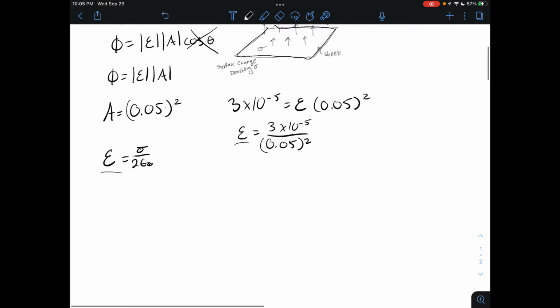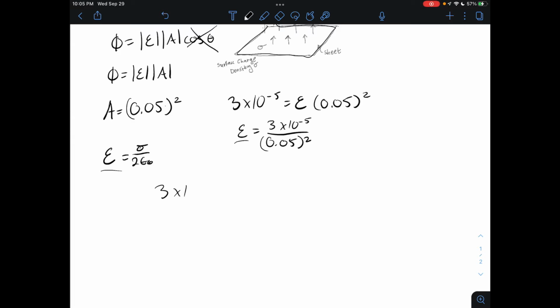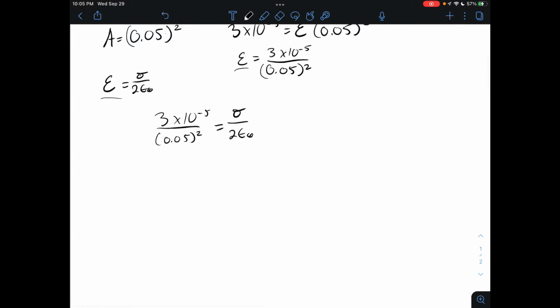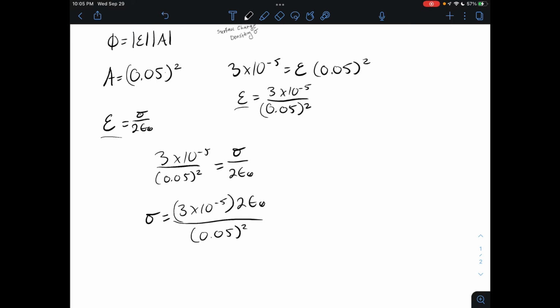So we're going to set them equal now. 3 times 10 to the negative 5th over 0.05 squared is going to be equal to our sigma over 2 epsilon naught. Now we just multiply both sides by this 2 epsilon naught, and we're going to isolate that sigma. So we get sigma equals 3 times 10 to the negative 5th times 2 epsilon naught all over 0.05 squared. If you multiply that out, that's going to get you your answer for that sigma.